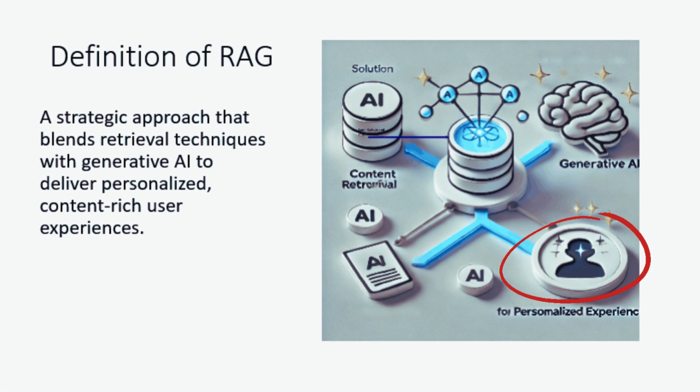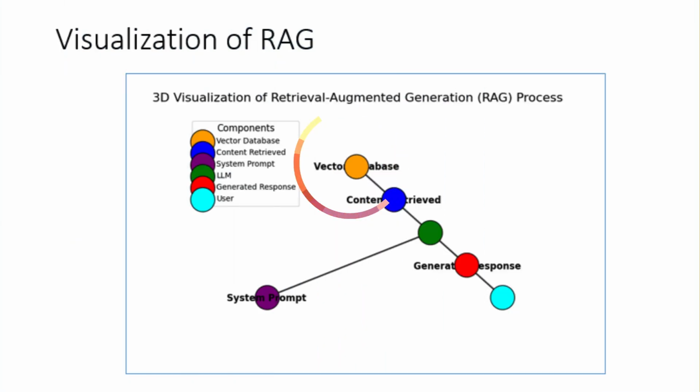customized and enriched experience. In this diagram, we begin with the vector database retrieving relevant data. This data is combined with a system prompt and passed to the LLM for processing. The LLM generates a contextual response, which is finally delivered to the user, creating a personalized experience.